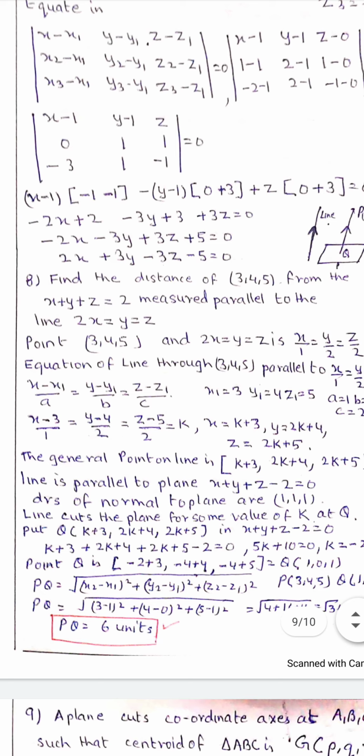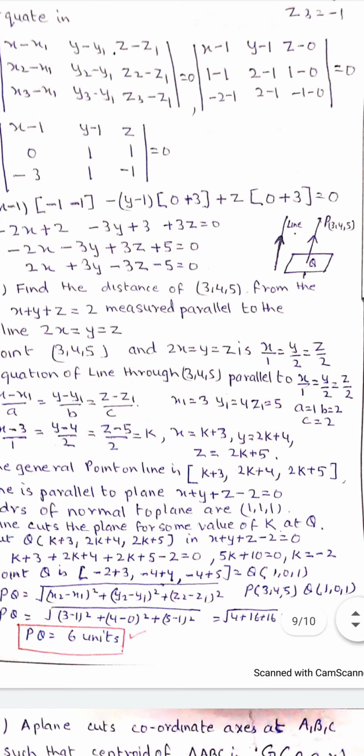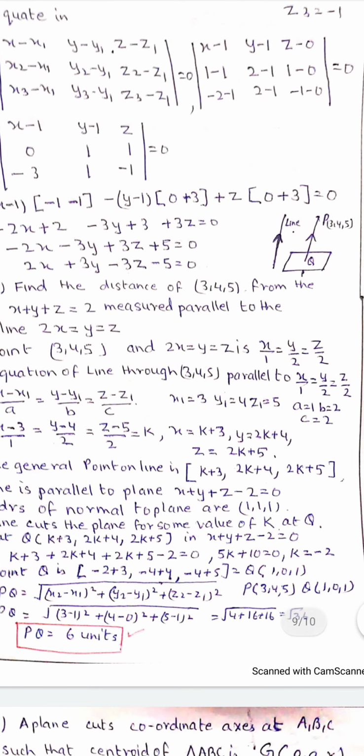Now the line is parallel, so the DRs of the normal to the plane are 1, 1, 1, and the line cuts the plane for some value of k at Q. You can see this in the figure. In this figure you can see the line PQ. So Q is the point at which this line is cutting the plane.